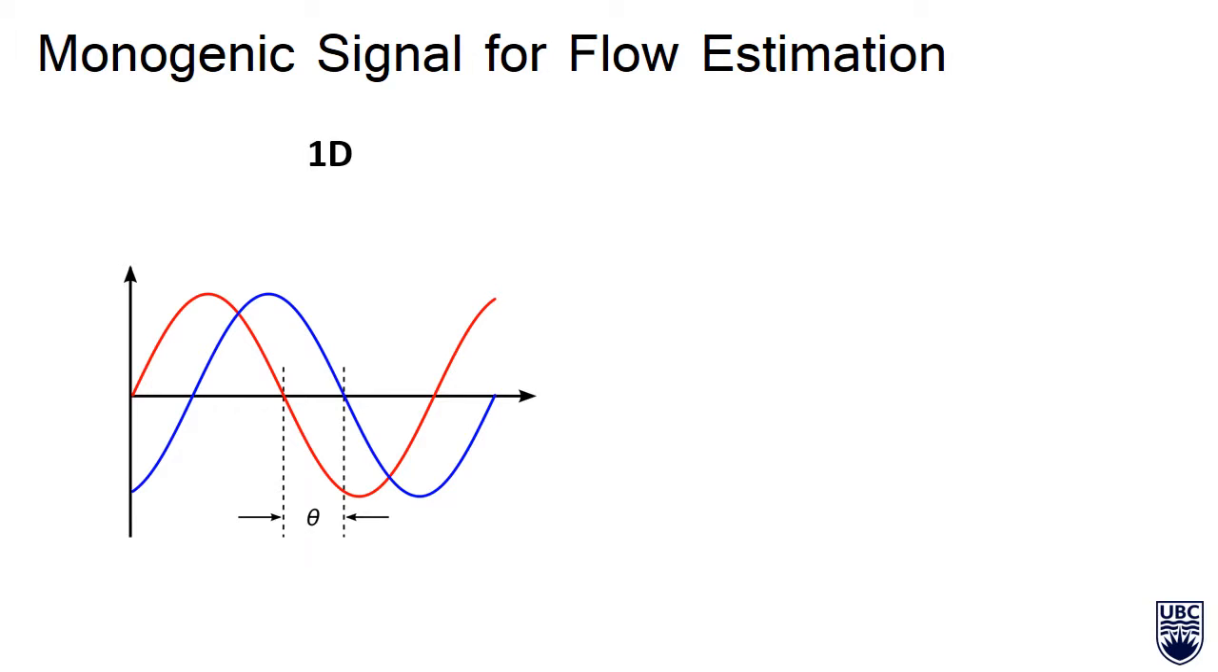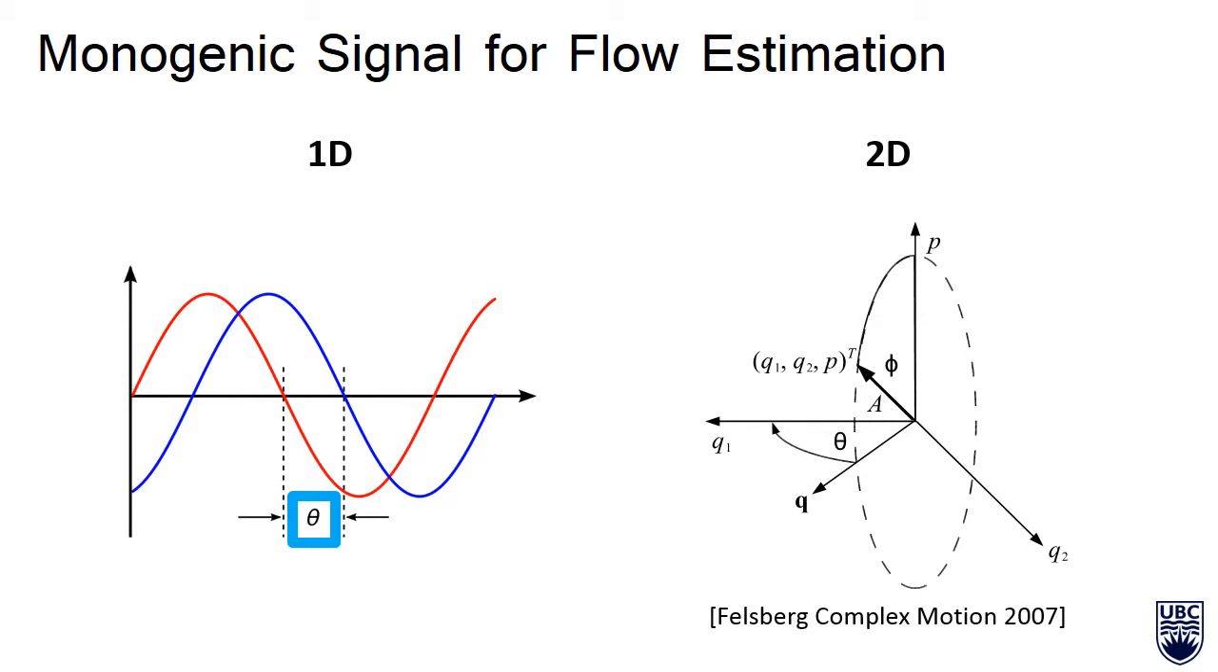This monogenic signal, in a nutshell, is a 2D generalization of the 1D analytic signal. In the same way that the magnitude of local phase information can be extracted from the analytic signal, the 2D phase vector can be extracted from the monogenic signal.